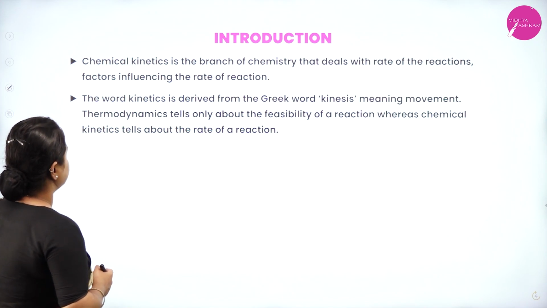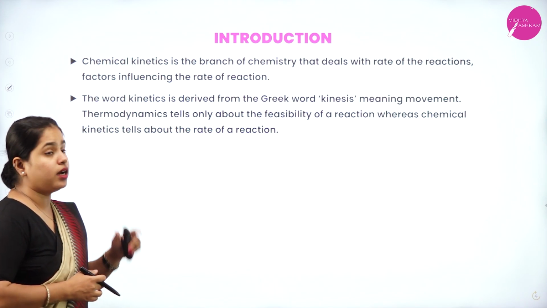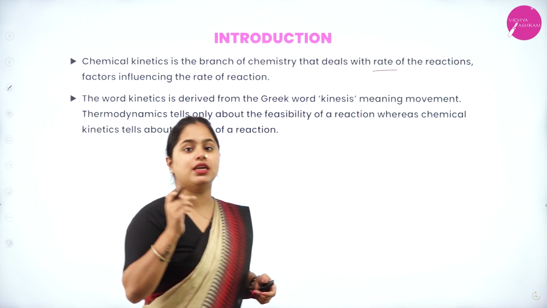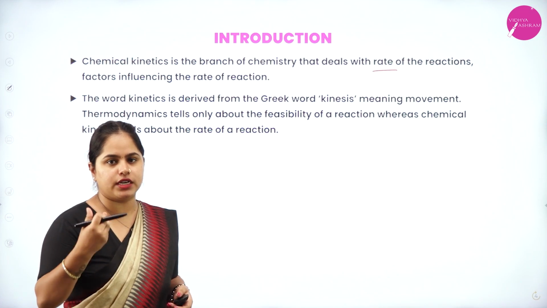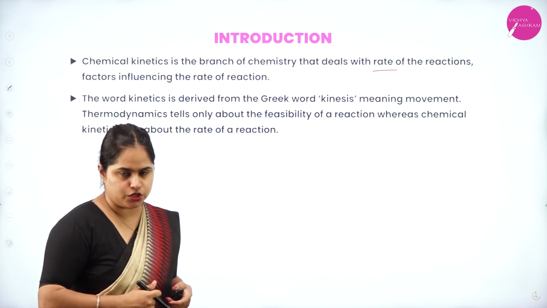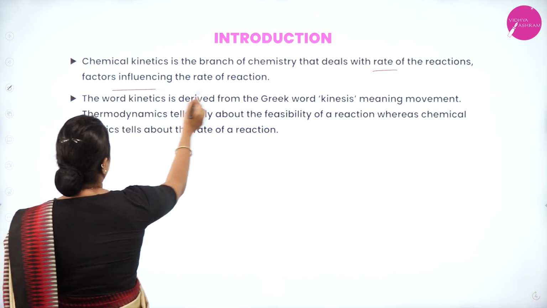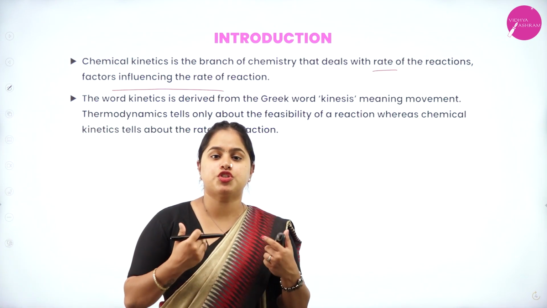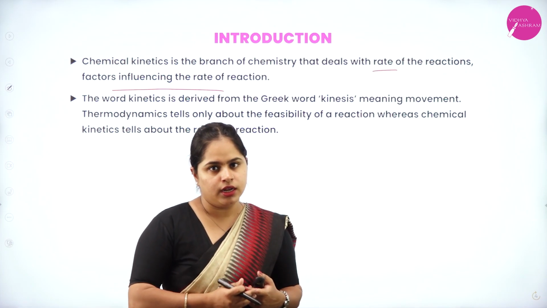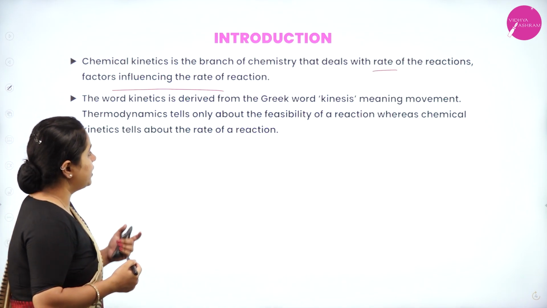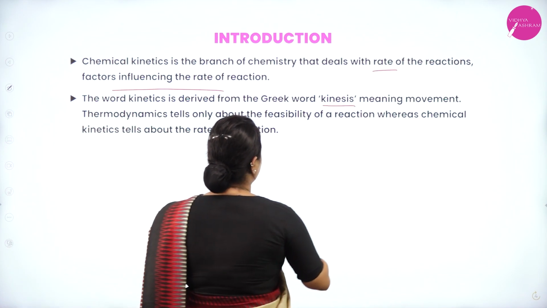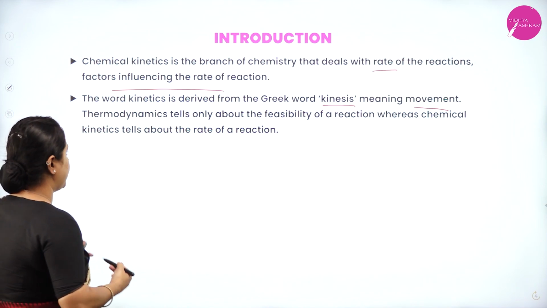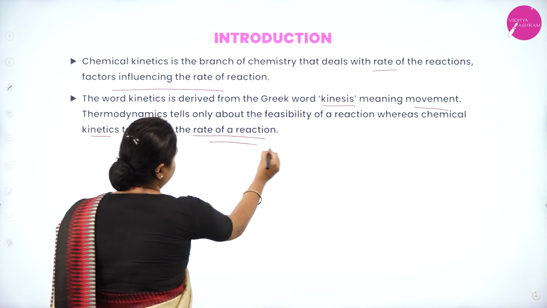So what is chemical kinetics then? It is a branch of chemistry that deals with the rate of the reaction. In chemistry we will not be using the word speed, we will be using rate. Rate actually means speed itself, that is how fast or how slow the reaction is going to take place. Factors influencing the rate of reaction also we will be studying in this branch. The word kinetics is derived from the Greek word kinesis, meaning movement. Thermodynamics tells us only about the feasibility of a reaction, whereas chemical kinetics tells about the rate of the reaction.